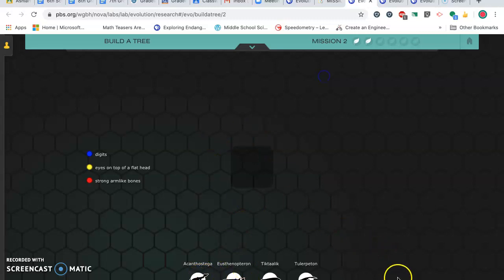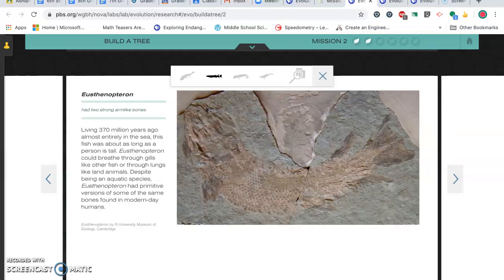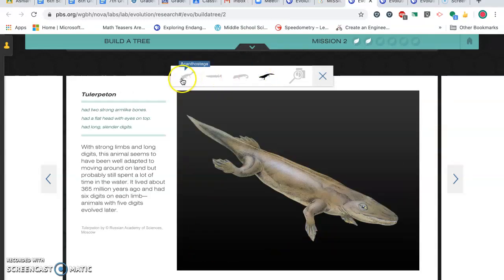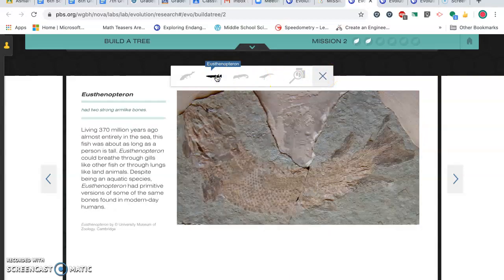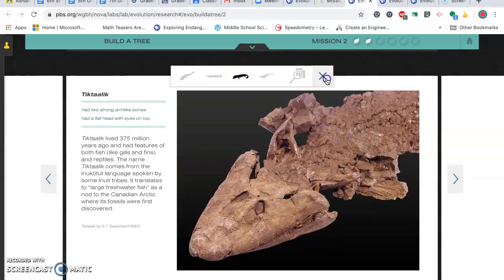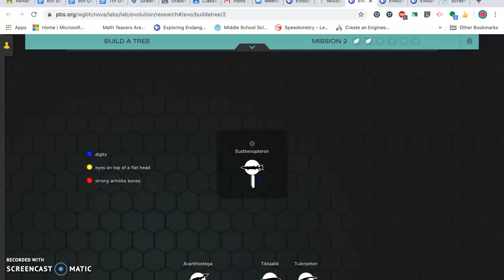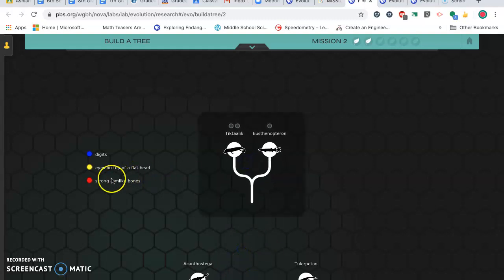All right, so which was the one that only had the one characteristic? I believe it was this one. Yep. So we're going to put that one up along with the next guy that's the most simplistic because I only have two characteristics. So it is Eusthenopteron, I think, and Tiktaalik. All right, there and there. They come off a common ancestor that had strong arm-like bones. All right, and now the rest of these are also going to have, now do all these have eyes on the top?